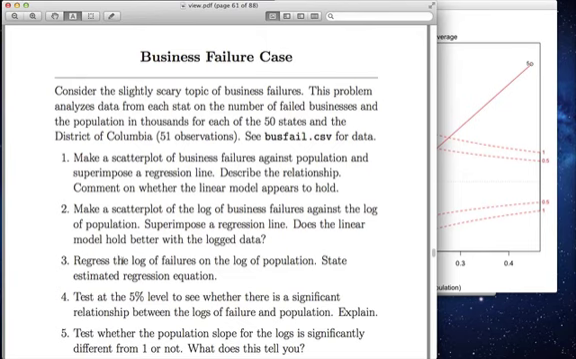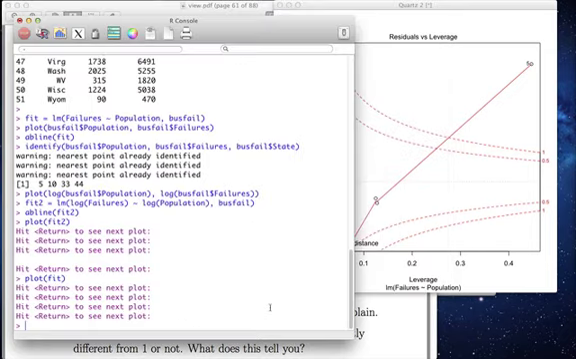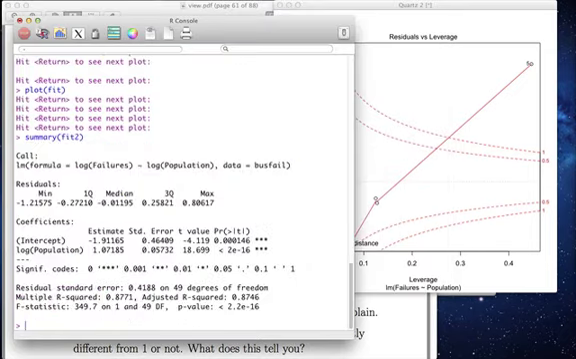Regress the log of failures on the log of population, and state the estimated regression equation. If we do a summary on fit2, we'll get to see that estimated regression equation. The way I would state this is that the log of failures is right here. The log of failures equals minus 1.91 plus 1.07 times the log of population.